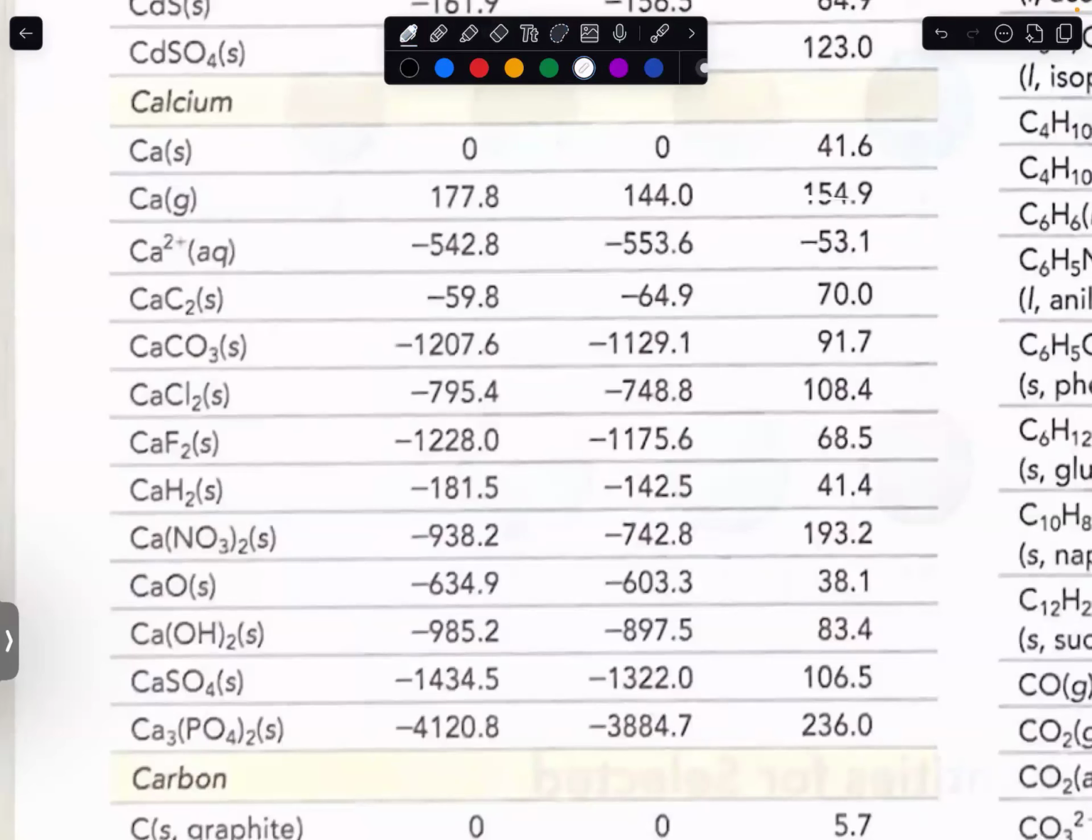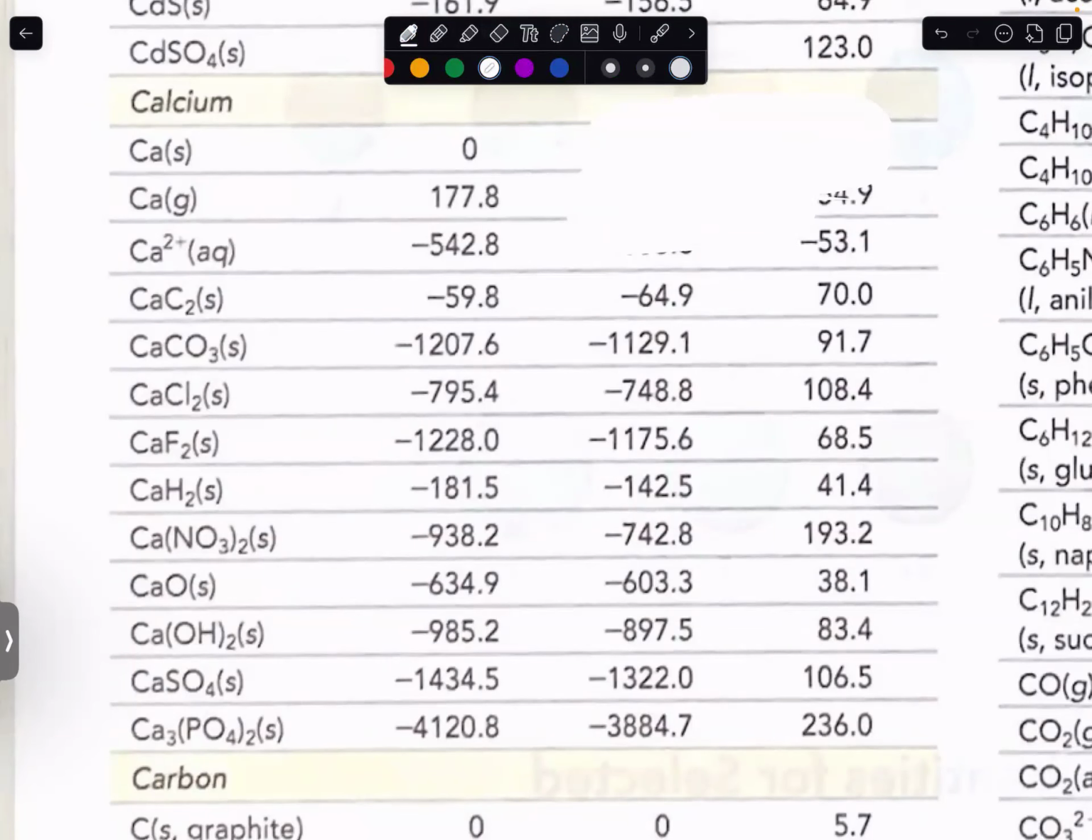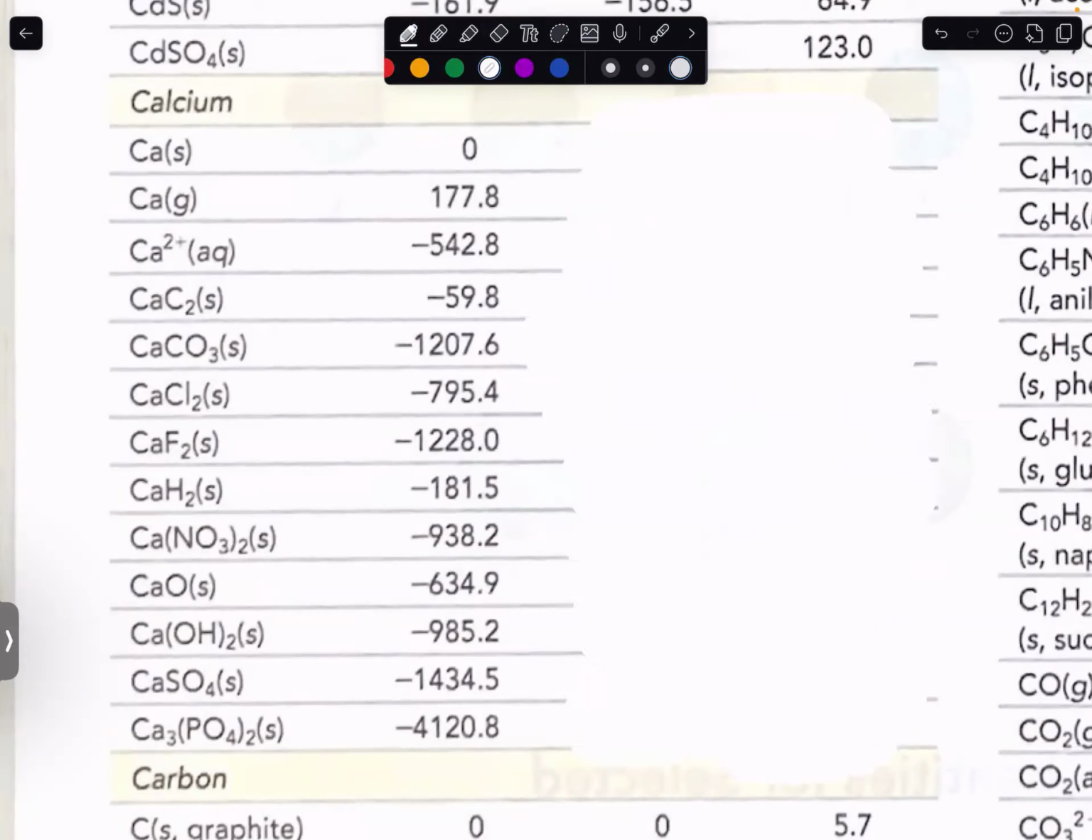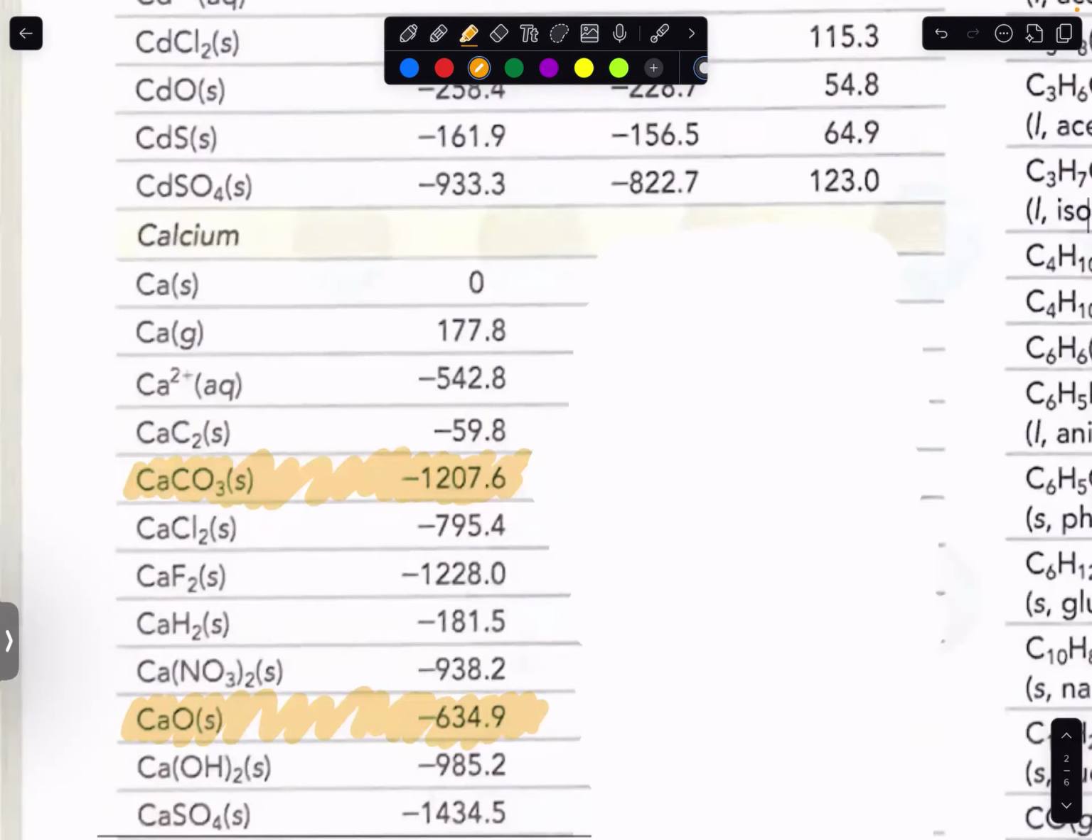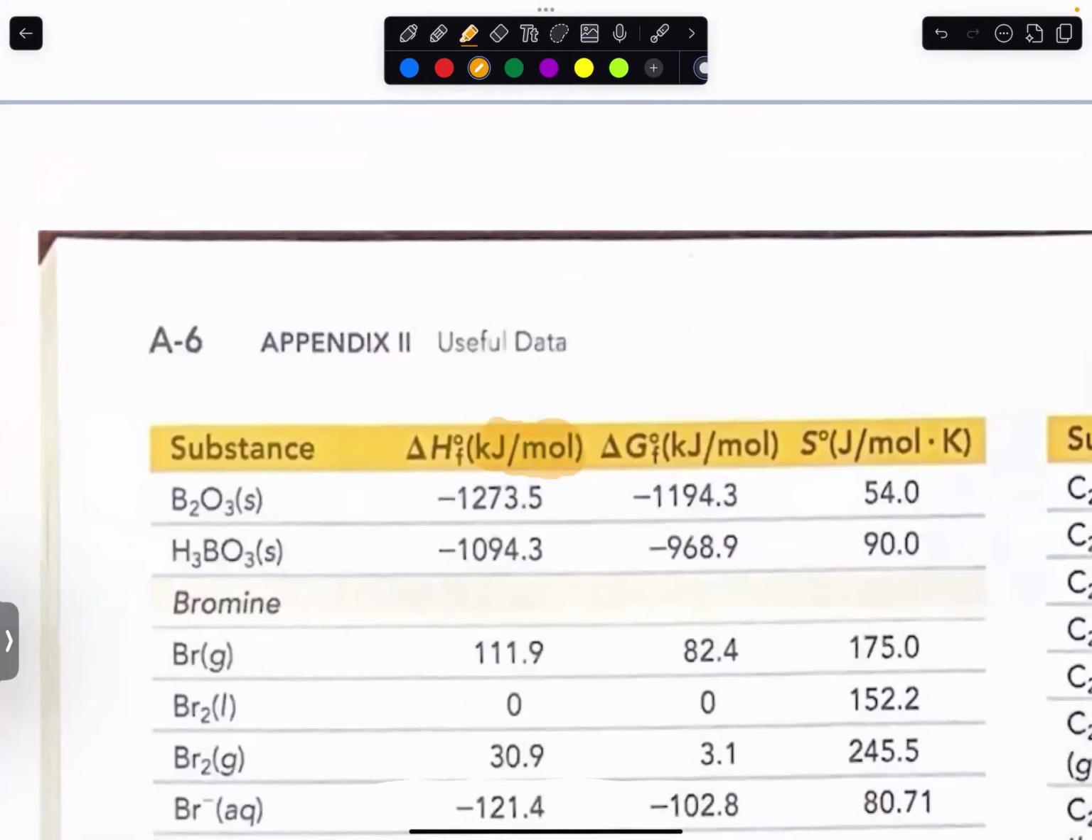All right, and which one of these columns am I paying attention to? Just that first one. We'll talk about the other two thermodynamic variables next semester. And which two compounds can we find here? Calcium carbonate. So I'm going to need that negative 1207.6. And the other one, calcium oxide, negative 634.9. And what are the units on these values that we're grabbing here? Not joules, but kilojoules per mole.